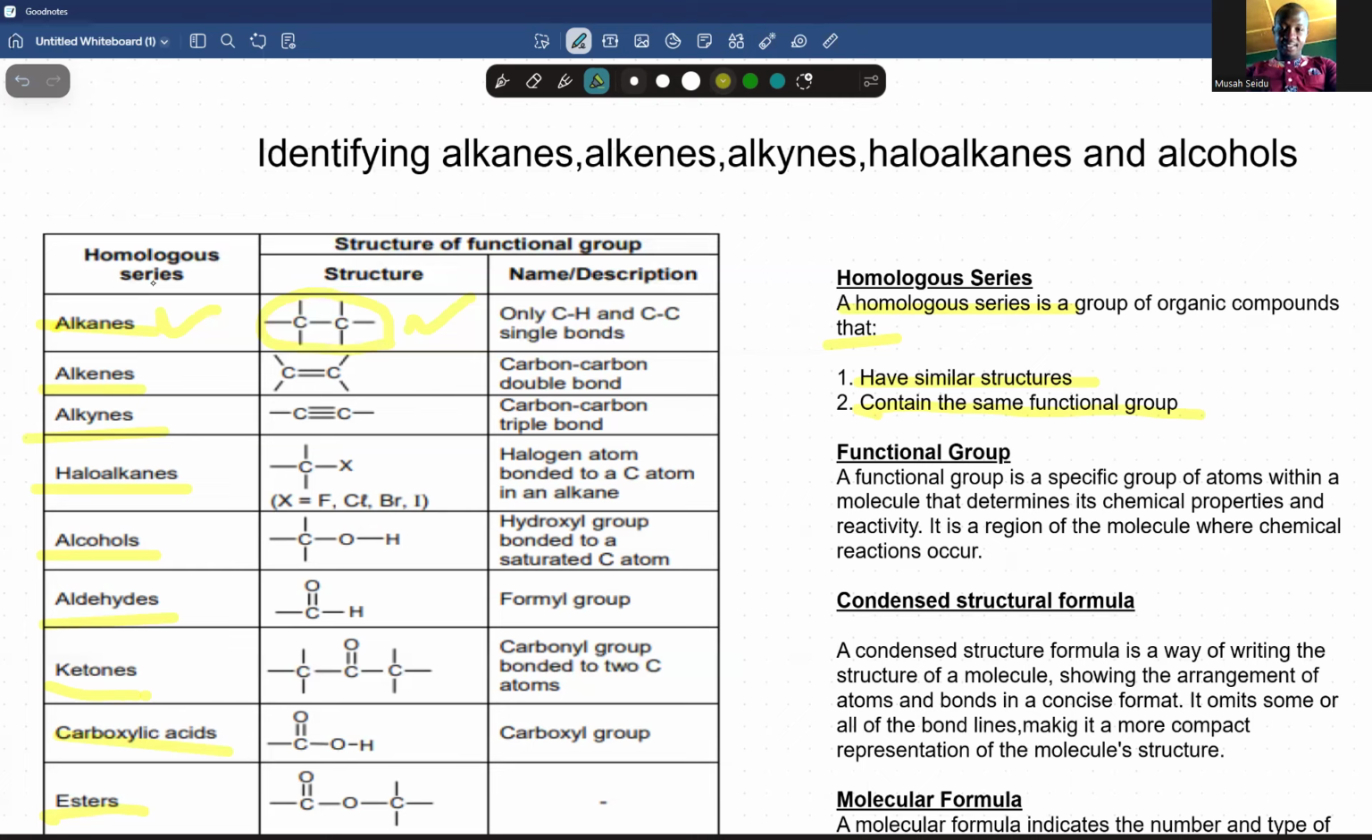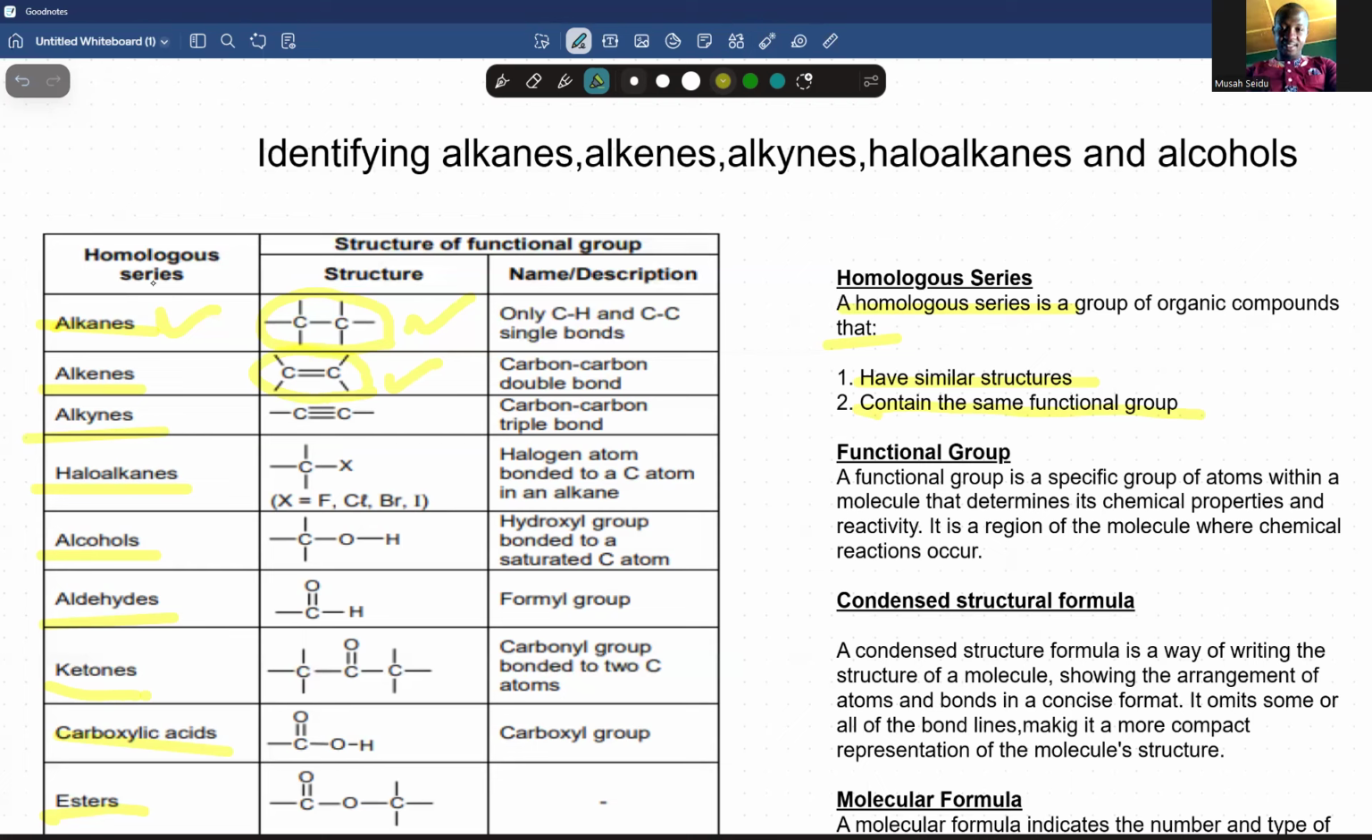Now, for the alkenes, their functional group is the carbon-carbon double bond. If we see carbon-carbon double bonds, that is an alkene. So the structure of the functional group of alkenes is this.